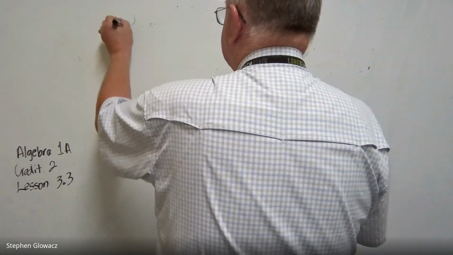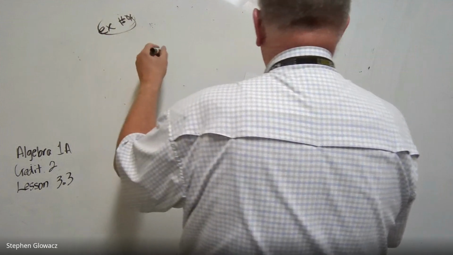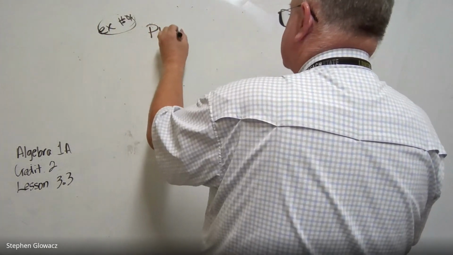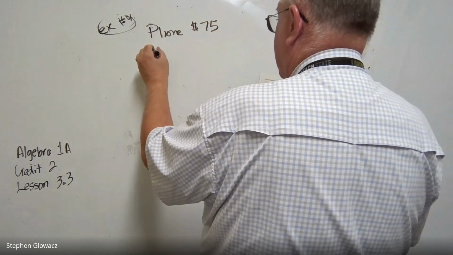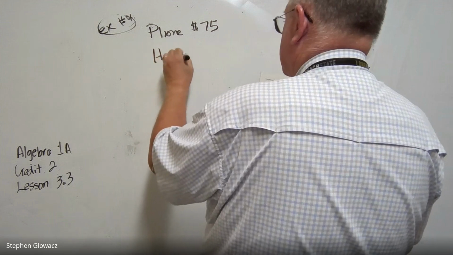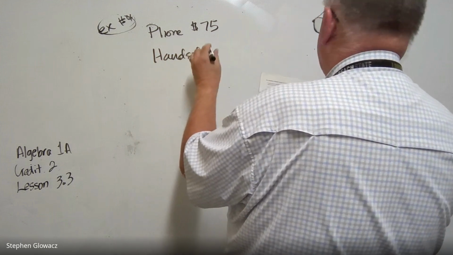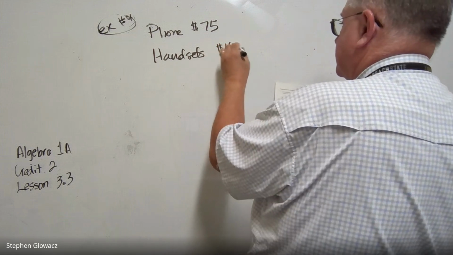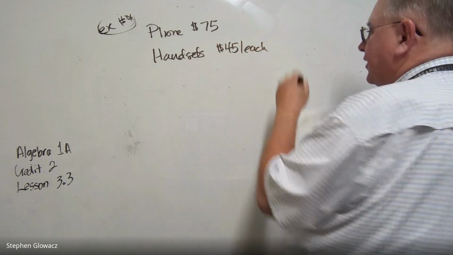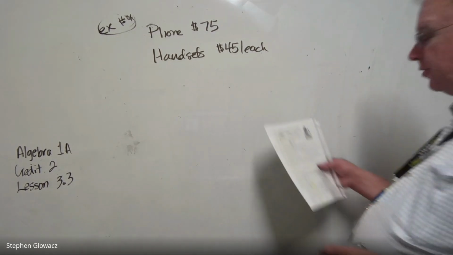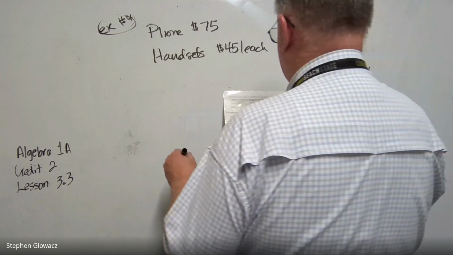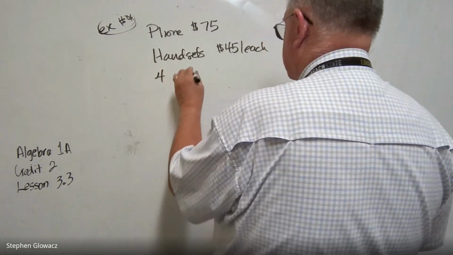All right, so our example for number 4, the phone is going to cost $75, and the handsets are going to be $45 each. So again, there's that word each, every, per, any of those words. That already kind of tells us where the variable goes. And we're going to buy 4 extra handsets.